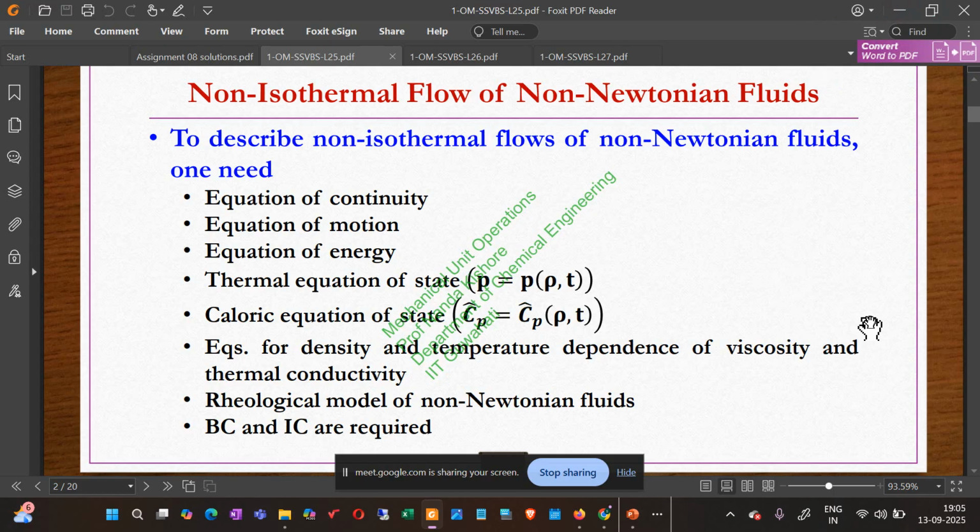Whatever models we have seen, the power law model, the Bingham plastic model, the model for viscoelastic material, and then models for time dependent fluids, can be considered. Ellis model, and the Carreau-Yasuda model. So those kinds of models can be employed in order to look at the particular rheology along with the non-isothermal effects for the particular non-Newtonian fluid, right?